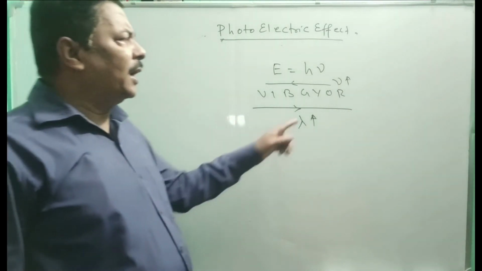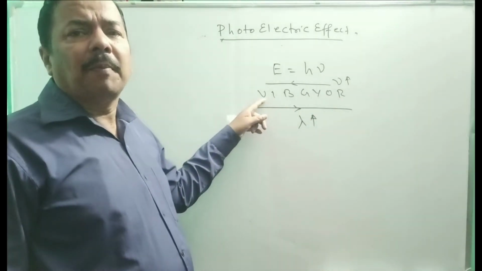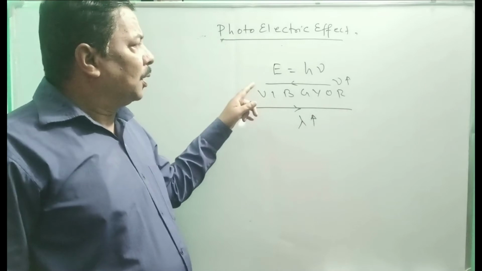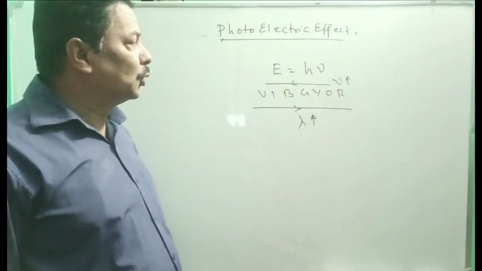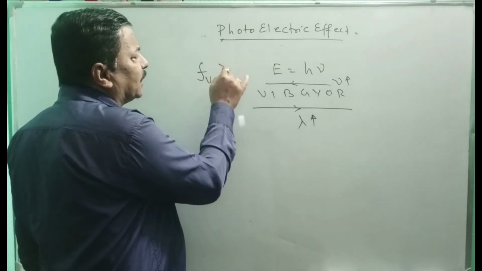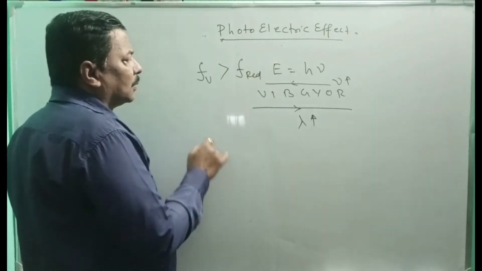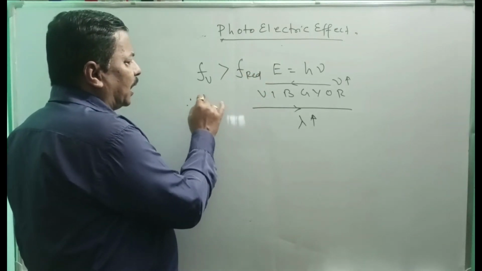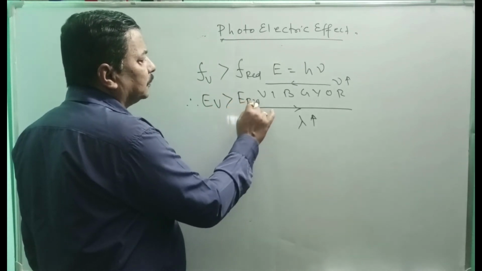Here red has the maximum wavelength and violet has the maximum frequency. Energy is proportional to frequency. So frequency of violet is greater than frequency of red. Hence, energy of violet is greater than energy of red.